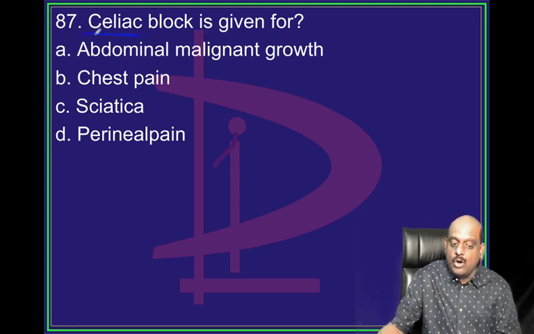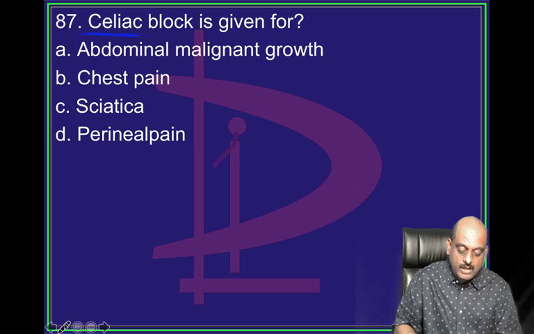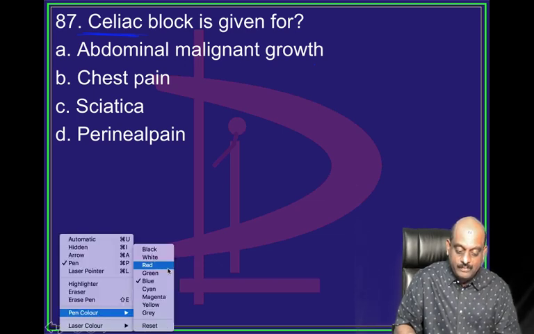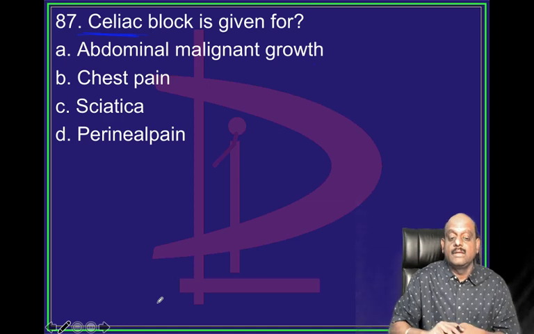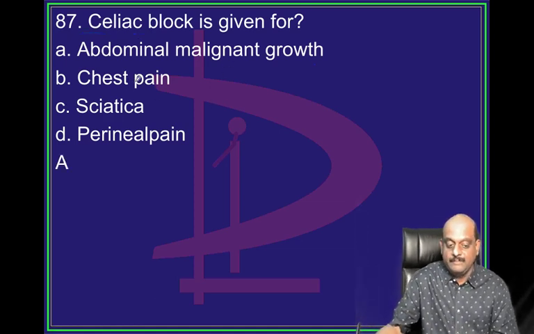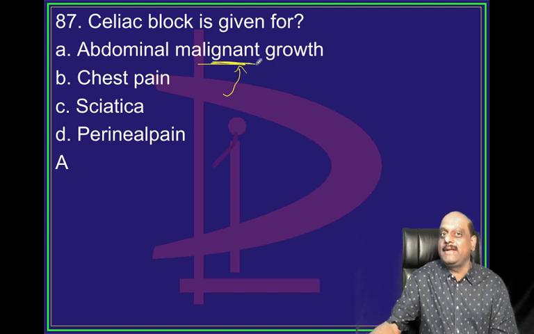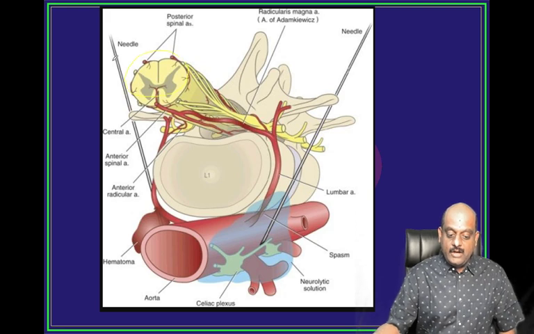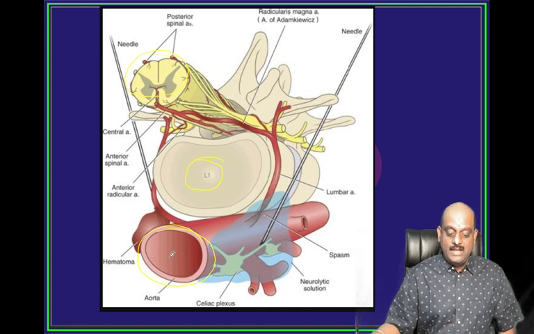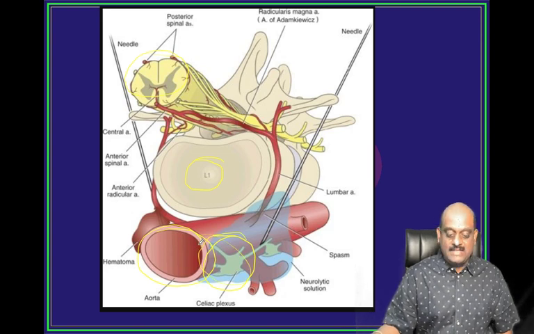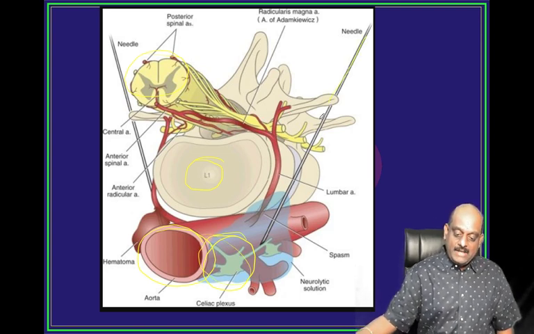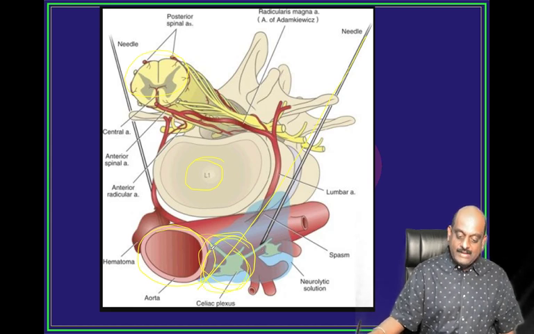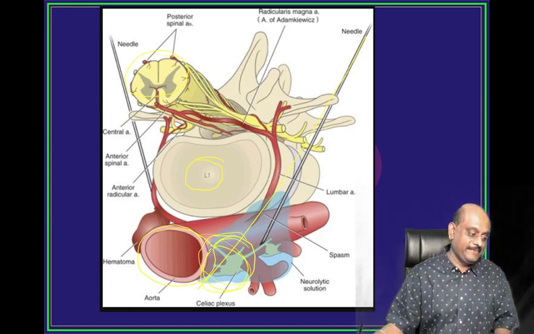Now celiac block is given for what? Celiac block. Celiac block is given for any abdominal malignant growth. So you should remember, doctor, this is the spinal cord, this is the L1 vertebra, this is the aorta. Aorta ke baju mein kya hai? Celiac plexus hai. Aap needle pass karke idhar pahunch ke celiac plexus ko block kar rahe hain.